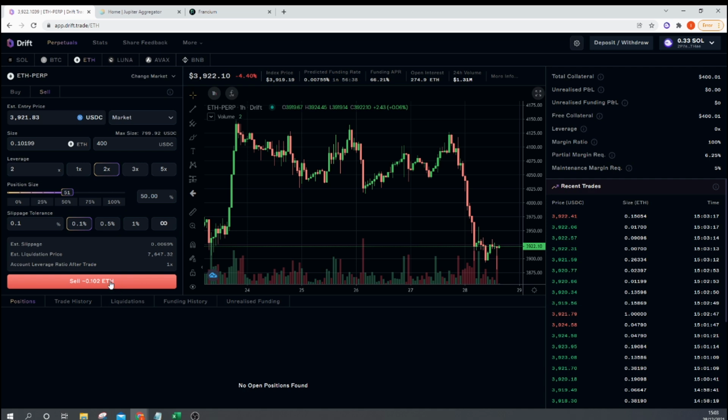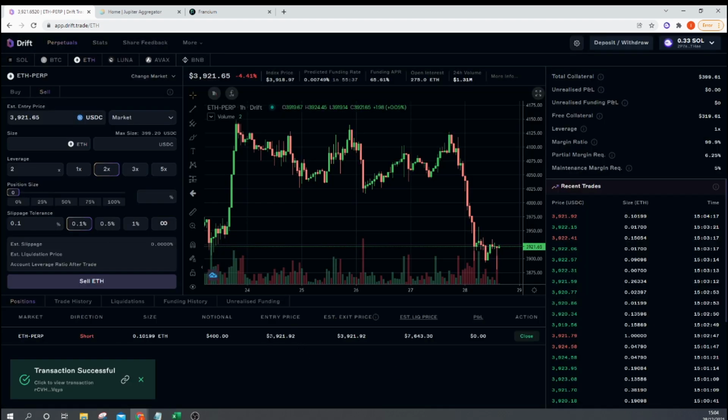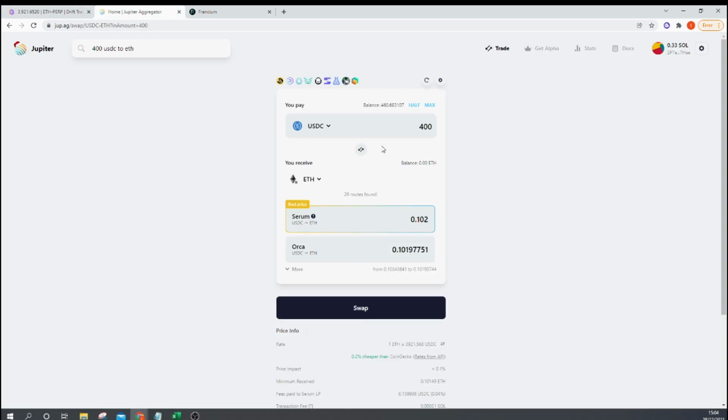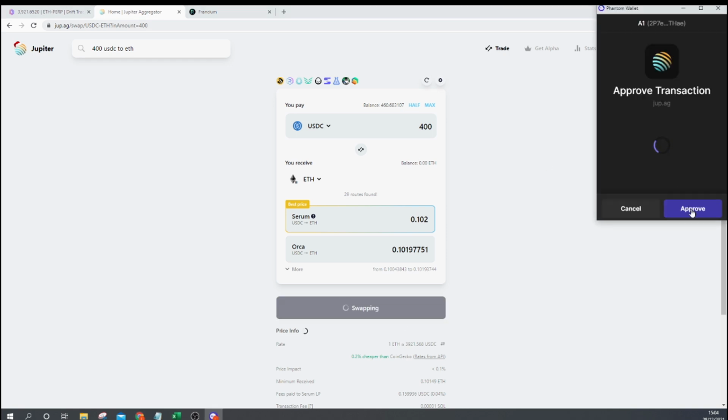Okay, so let's do this now. Let's press sell, and then this is just the confirmation of the order. Okay, so my position's been opened up and my entry price is at 3,921. I'm going to quickly go to Jupiter Aggregator and then buy some ETH. I'm going to press swap here, and hopefully I should be getting a similar price.